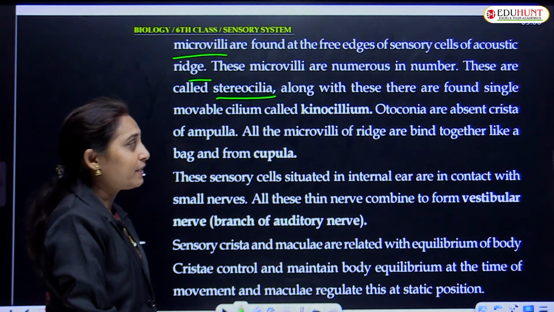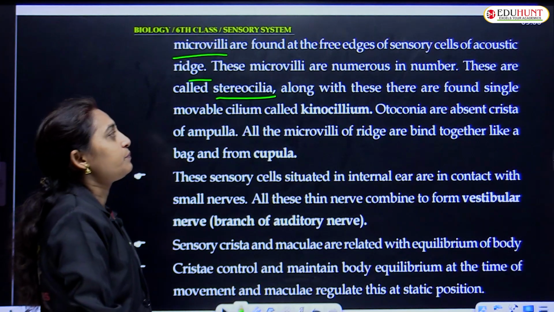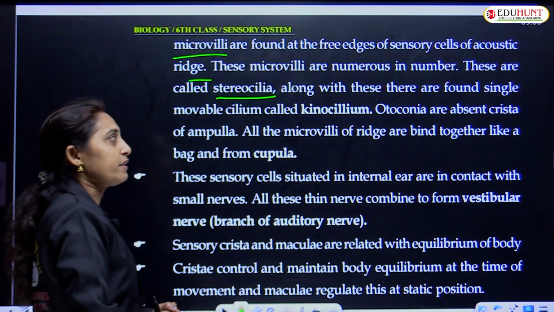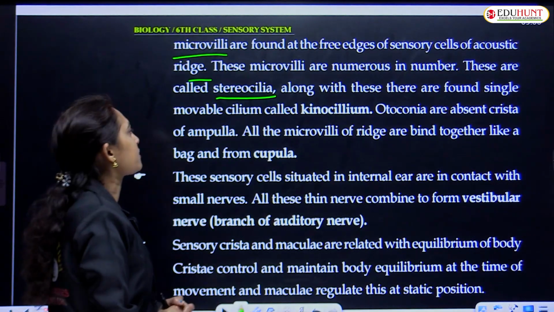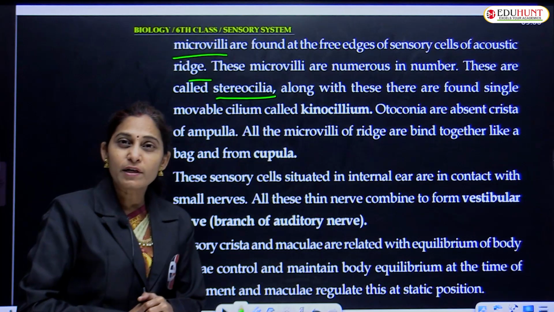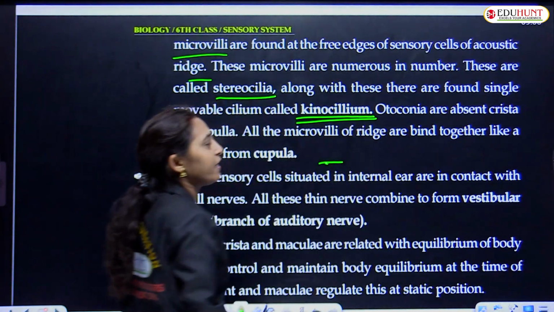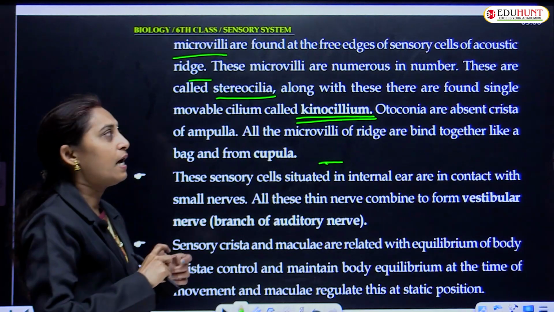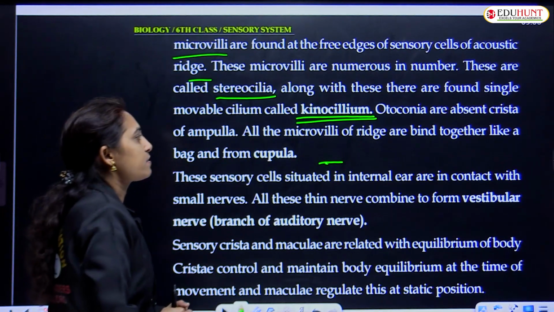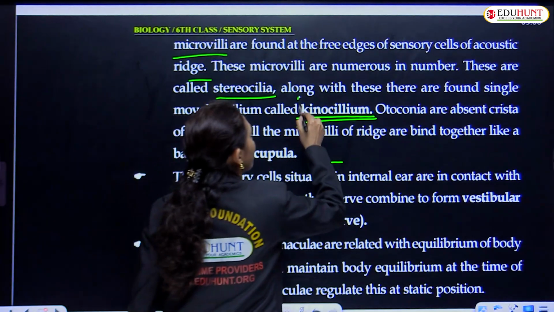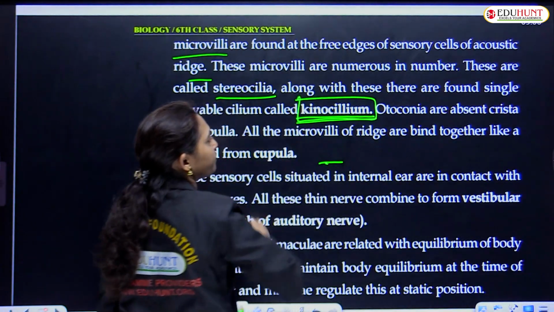They are abundant in the ridge of the cochlear canal, and along with these there is found a single movable cilium called the kinocilium. Kinocilium is the single movable cilium. Yes, a single movable cilium is present, that is called the kinocilium.